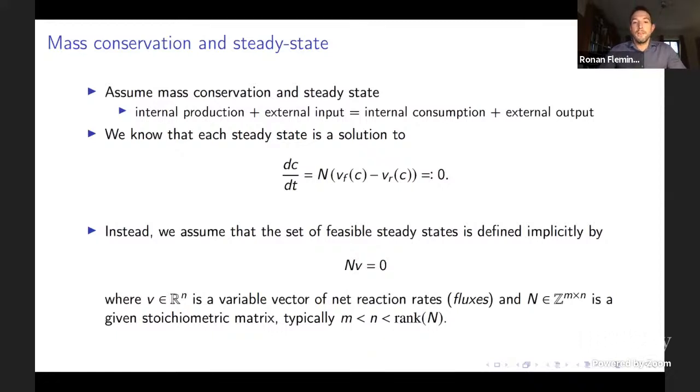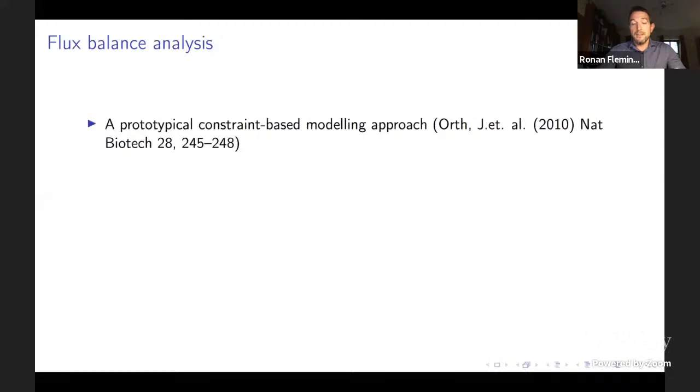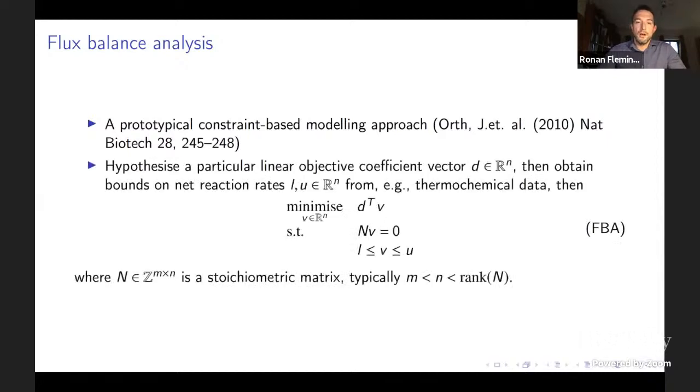So this constraint then has been applied in what would be called a prototypical constraint-based modeling approach, which is to set up a linear optimization problem where your objective is perhaps to maximize the growth of the organism subject to steady state mass conservation constraints and some bounds on the uptake and secretion of particular metabolites.